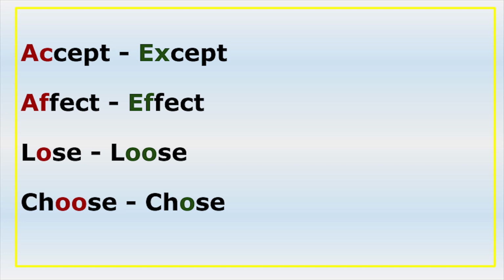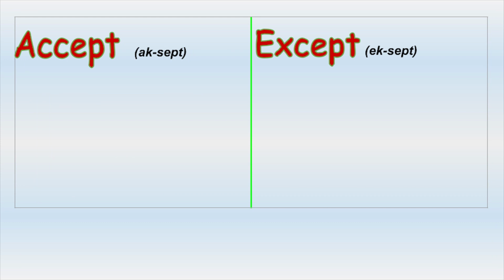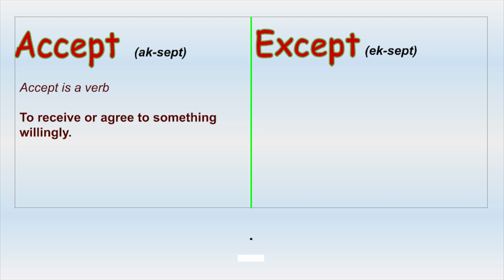affect and effect, lose and loose, choose and chose. Our first paired words are accept and except. They sound similar, but they have different meanings. Accept is a verb. It means to receive or agree to something willingly.